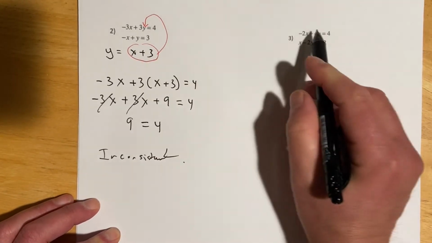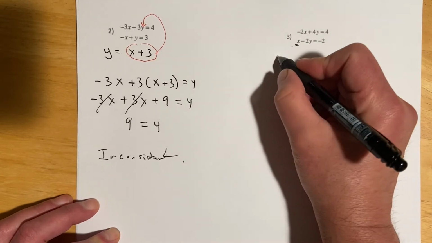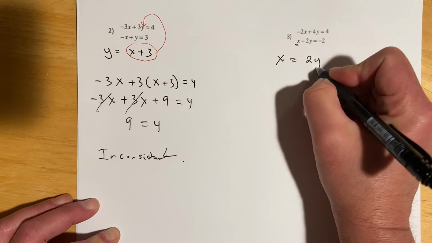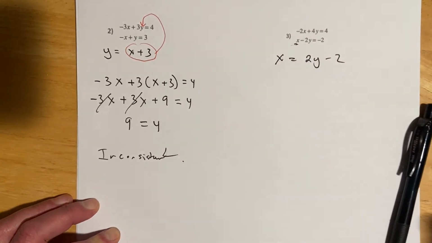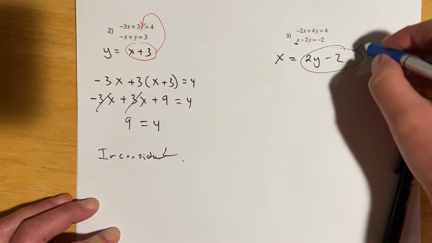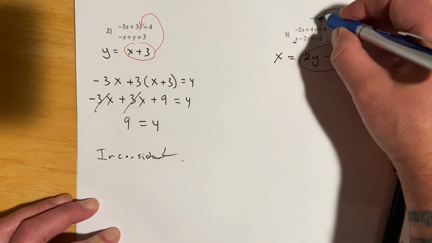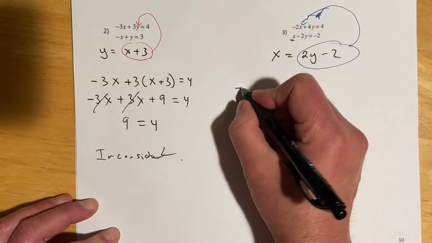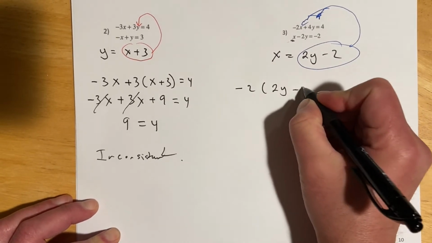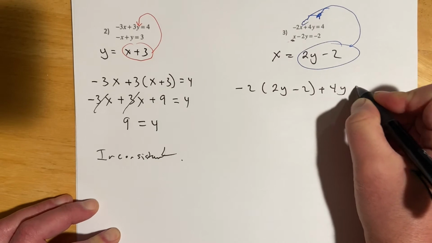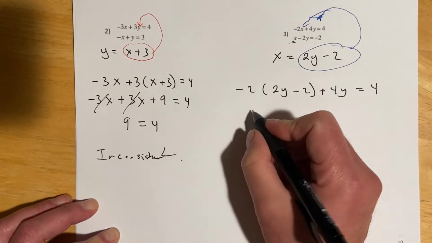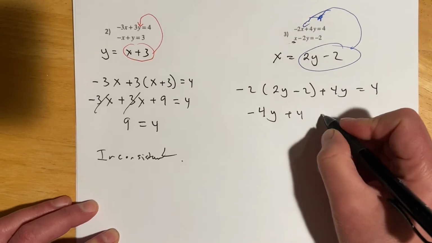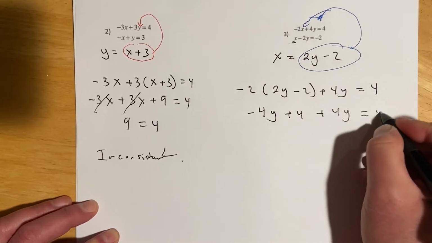Over here, this time it looks like that x is the easiest thing to get by itself, so I'm going to rewrite that as x equals, I'll add the 2y over, 2y minus 2, and now I'll take this and drop it in for x, because it's x equals, so negative 2, and then 2y minus 2 plus 4y equals 4. Distributing, negative 4y, minus and minus makes plus 4, plus 4y equals 4.